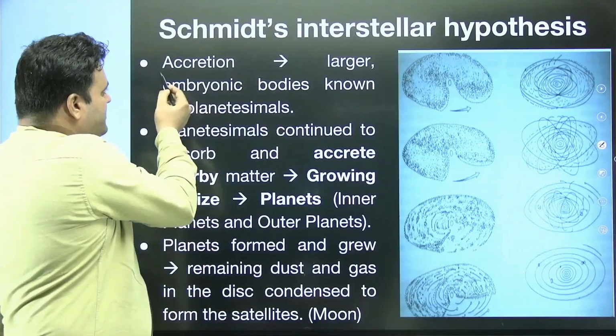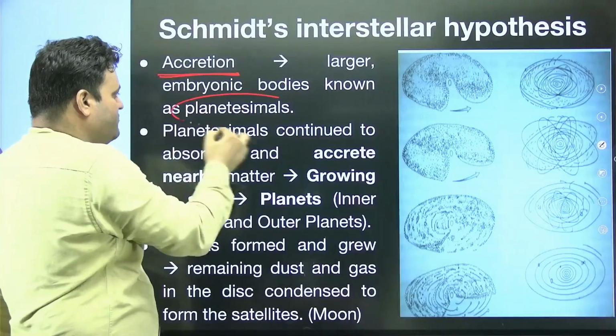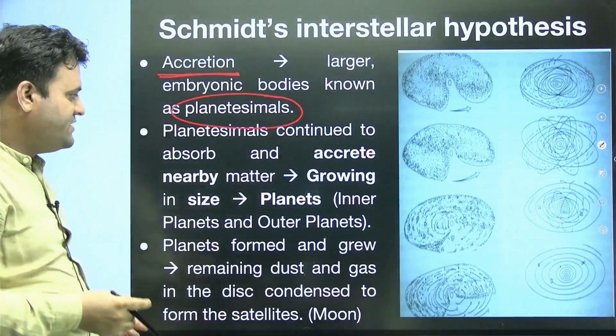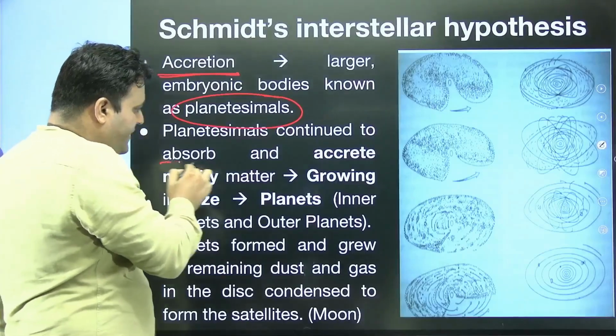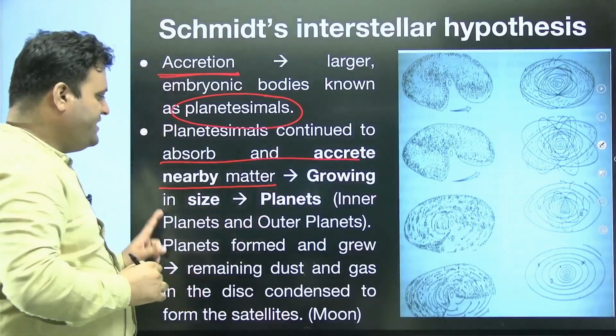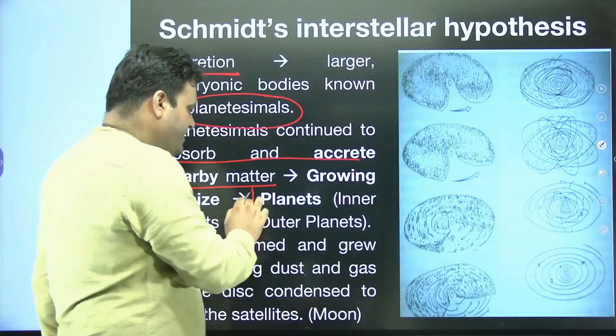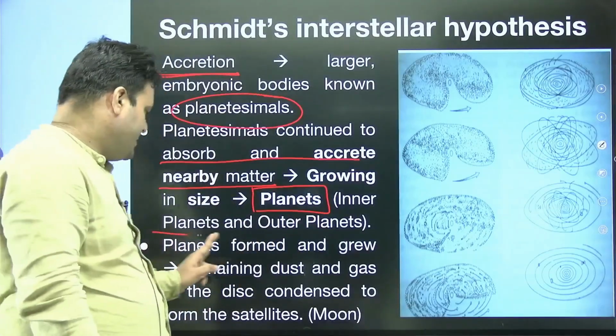As you know, as a result of accretion, what happened? The planetesimals became larger, and they continuously absorbed the nearby matter and grew in size, and became what? Planets, especially the inner planets and outer planets of our solar system.